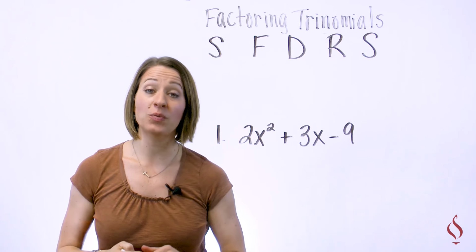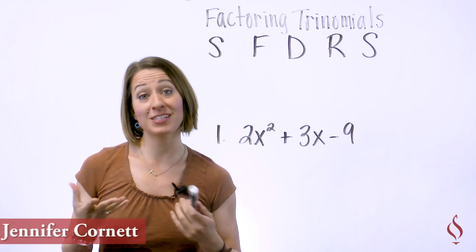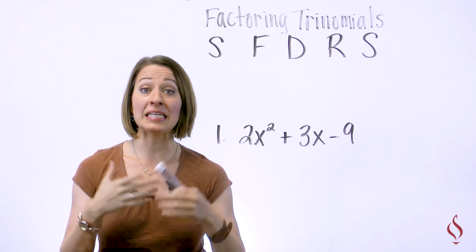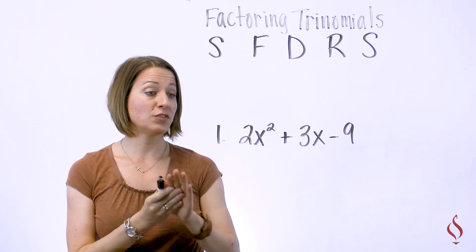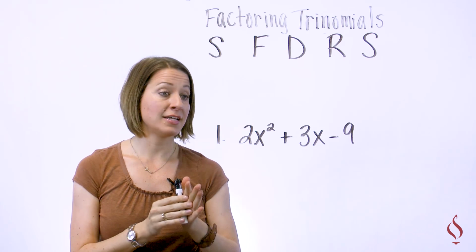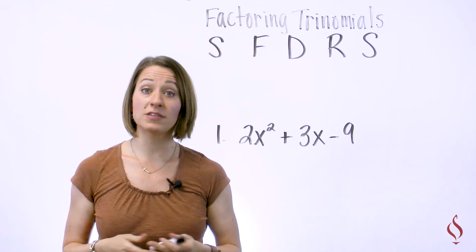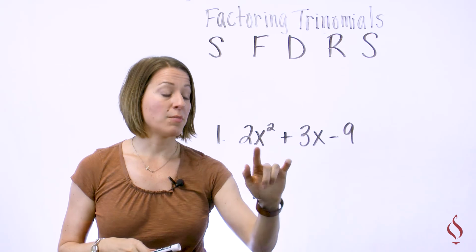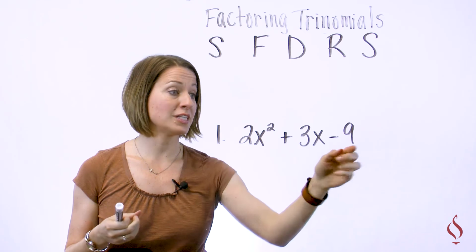All right, in this video, we're going to continue to factor trinomials. So let's get started. The first thing I want you to look at in any factoring problem is if there's a common factor. If you look at this trinomial, you'll see that there is not one. You have coefficients of 2, 3, and -9. They don't have a common factor. And the first two share an x for a variable, but the last one does not.